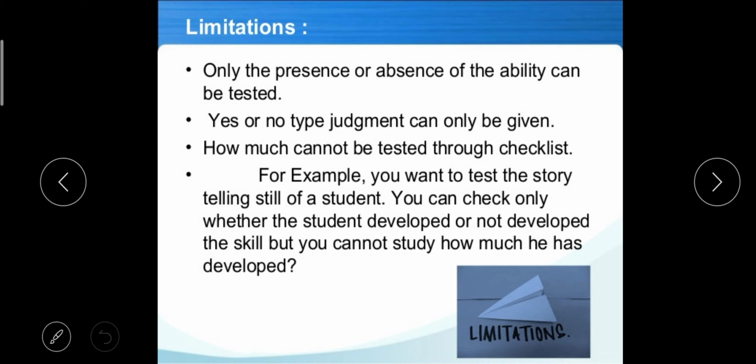So with this we have seen the introduction, definition, essentials, types, criteria, advantages and disadvantages of a checklist and why it is important, and mainly it is needed for observation, that is, on the practical side to evaluate students. Thank you everyone.